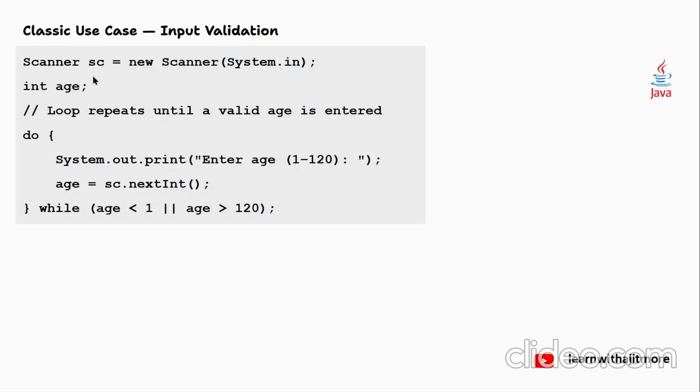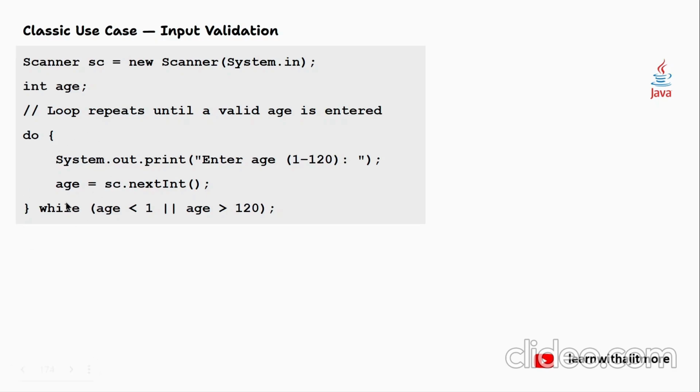See here, I'll give you an example. You have created a scanner object. No need to tell all this again. Scanner object created. You're creating one age variable. Then in a do while loop, you're giving a message: enter age between 1 to 120. Accept that age. If that age is less than 1 or greater than 120, again it will accept. So this do while loop will go on till you enter the age between 1 to 120.